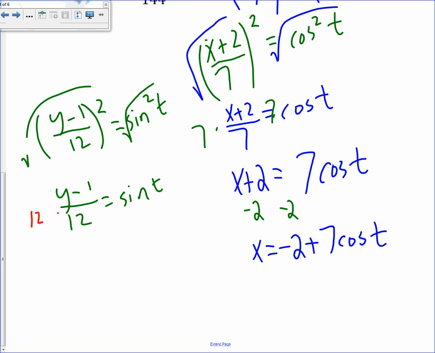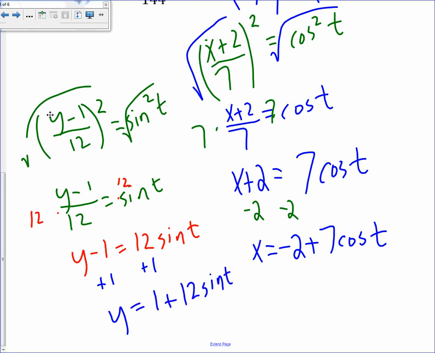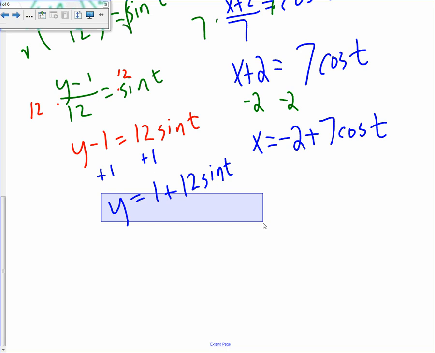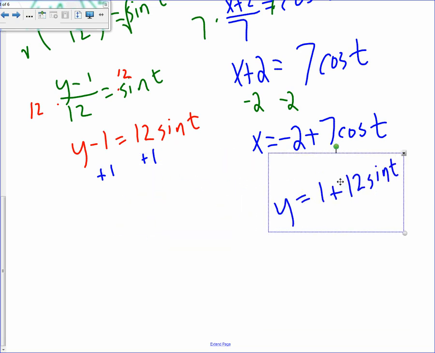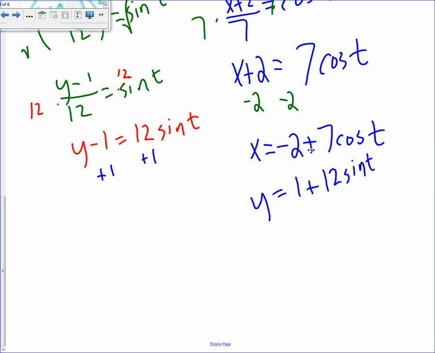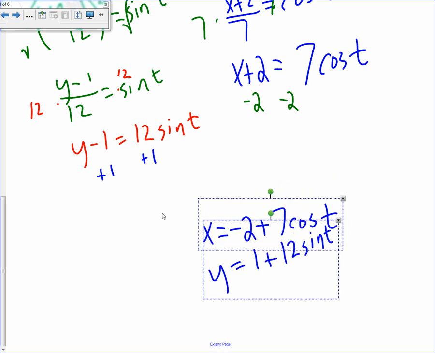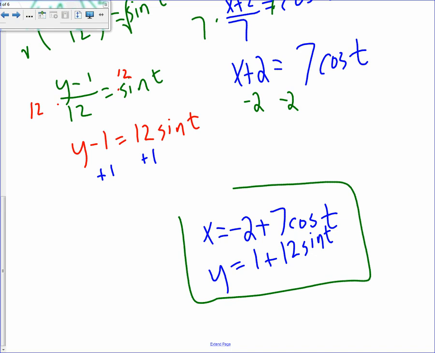So we're going to multiply both sides by 12. And then we're going to add 1 to both sides. And again, we're going to put it in front because we don't like to write stuff after a trig. So we have two equations, one to describe the x motion over time and one to describe the y motion over time. And typically what we do is we write the x equation over top of the y equation. And you would want to see both of those equations right on top of each other as your answer.